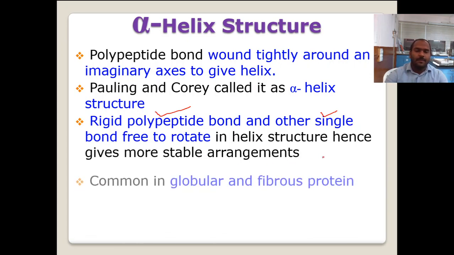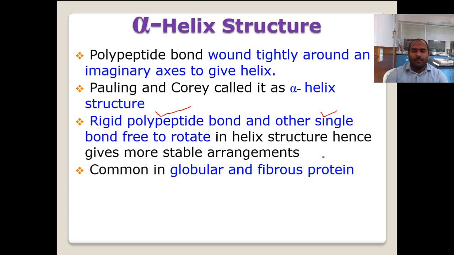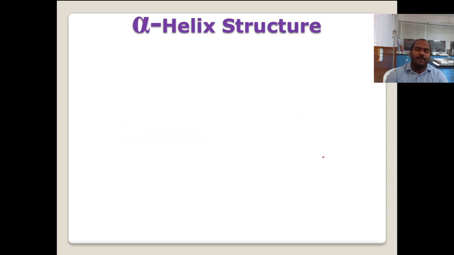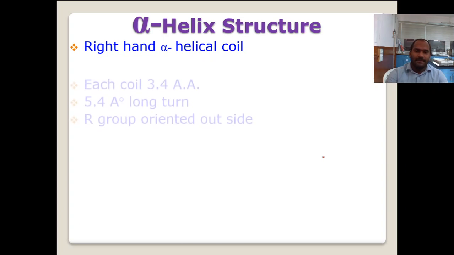There are two types of proteins we have already seen, globular and fibrous protein. This structure is common in both, globular and fibrous. Now let's consider the example: alpha keratin of hair and nails is the simplest example of an alpha helical structure. Let's go into detail for the alpha helical structure. It is a right-handed alpha helical coil structure which results in the formation of a helix.